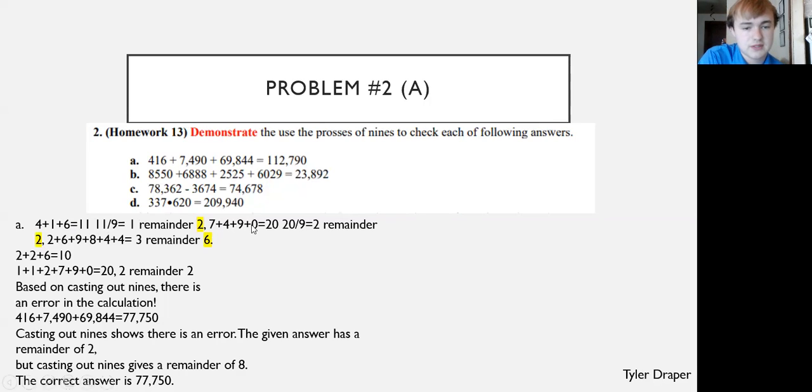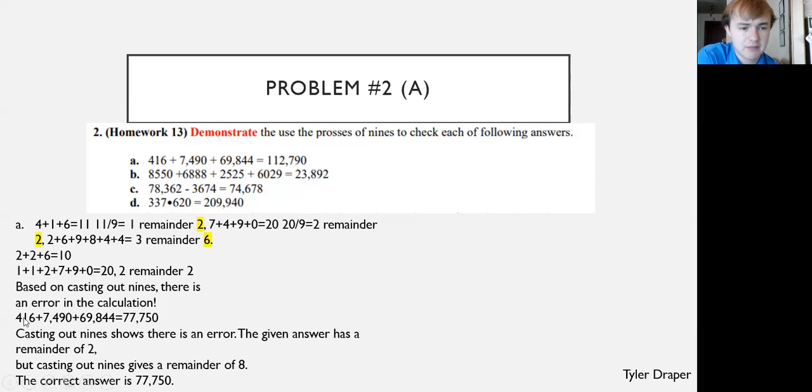7 plus 4 plus 9 plus 0 equals 20. 20 divided by 9 is 2 remainder 2. 6,908, 6 plus 9 plus 8 plus 4 plus 4, we'll get 3 remainder 6. So we see that on the left side of the equation, our remainders add up to 10. If we add up the answer, we see that we have a remainder of 2. So we see that there is a problem there. Based on our casting out of 9s, you see that there's an error in the calculation.